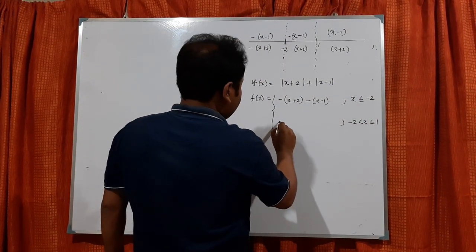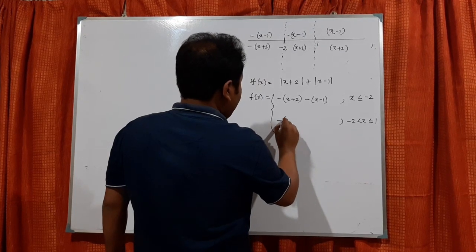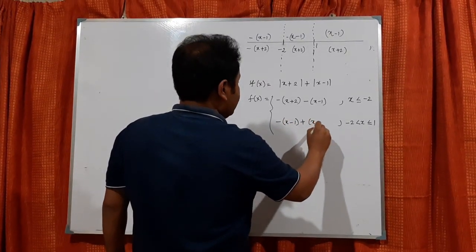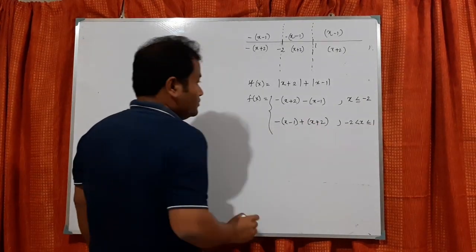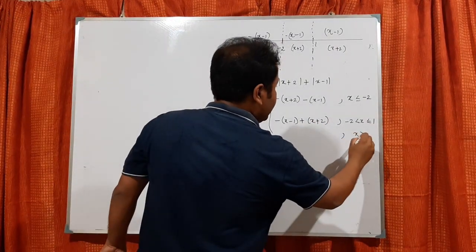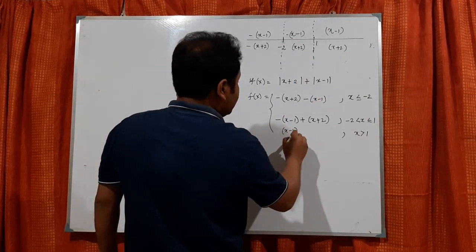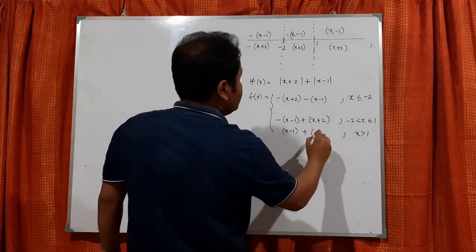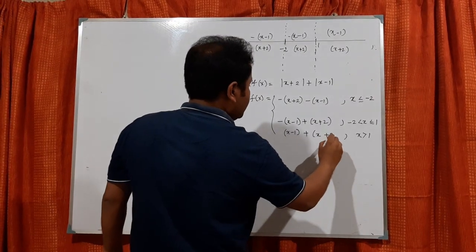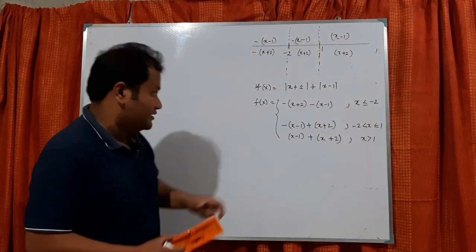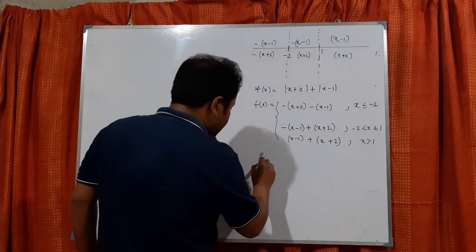It should be minus of x minus 1 plus x plus 2, and finally it will be x greater than 1, that is the right hand side, it should be x minus 1 plus x plus 2. Okay, so finally we have got the function. So what is the final version of the function?